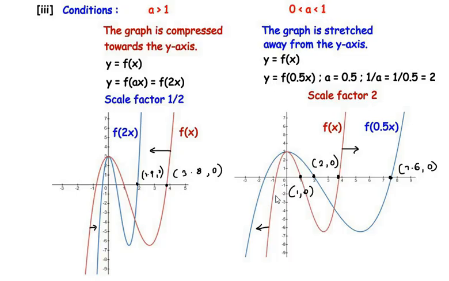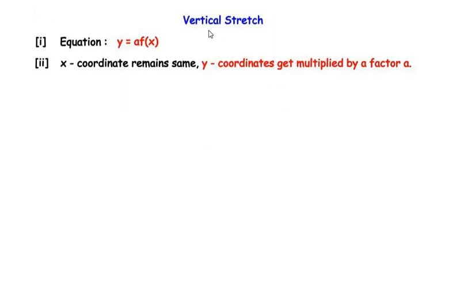Now let us move on to the vertical stretches. Now the general equation for vertical stretch is y is equal to a times f of x. So under vertical stretch, all the x coordinates of the parent graph are going to remain same, but all the y coordinates are going to get multiplied by a factor of a. So for horizontal stretch, all the x coordinates were getting multiplied by a factor of 1 over a. And under vertical stretch, all the y coordinates get multiplied by a factor a.